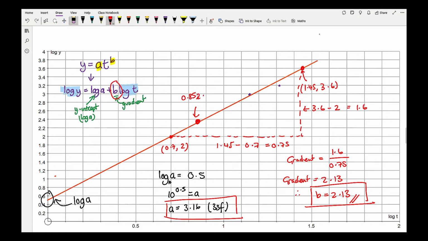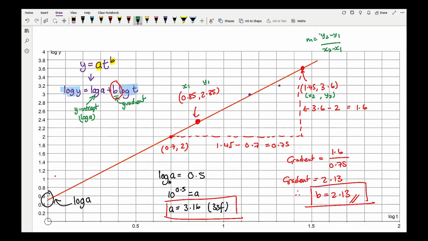Oh, I've gone a bit wayward on that one, so just get rid of that. 2.35. So from this I could use this as my, let's say, x1, y1, and this value here as my x2, y2, and I could use the formula m equals y2 minus y1 over x2 minus x1, and then obviously I can find out what my gradient value is.